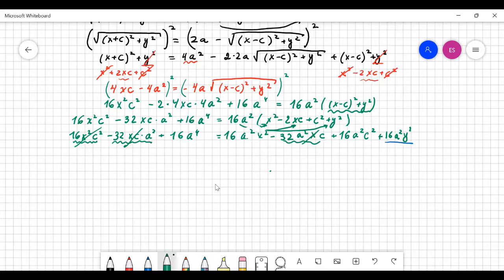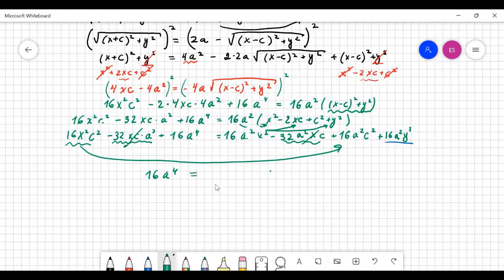Now, what I'm going to do, I'm going to just keep the term I canceled. So I did not cancel this one, actually. 16x squared c squared. The only term I canceled so far is 32. And what I'm going to do, I'm going to move this term 16 over here to this side. And I'm going to keep 16a over here. So it says 16a to the power of 4 equals.